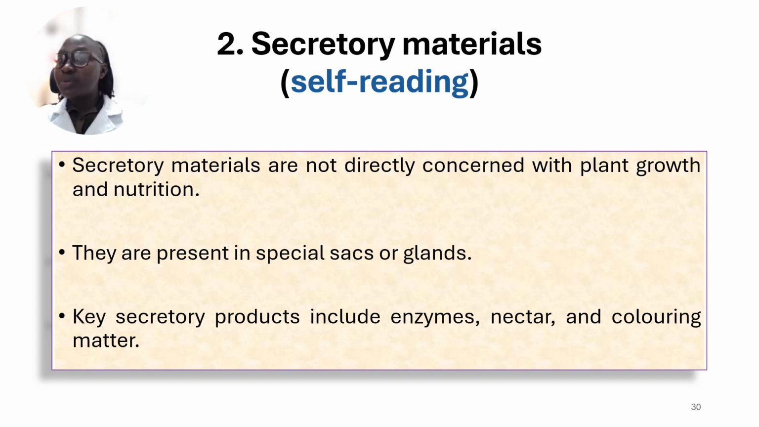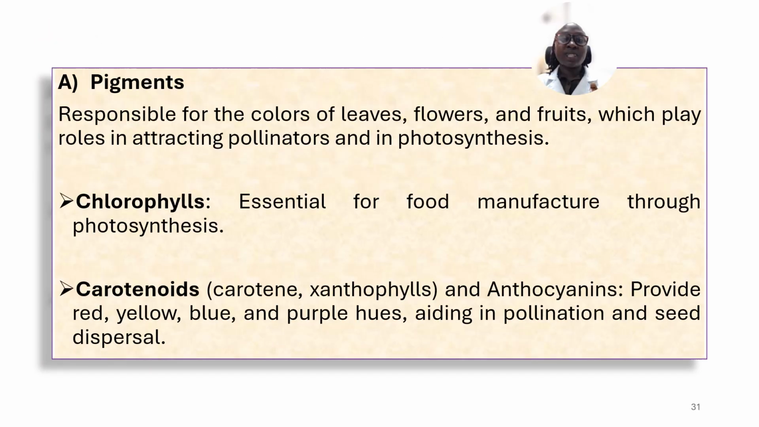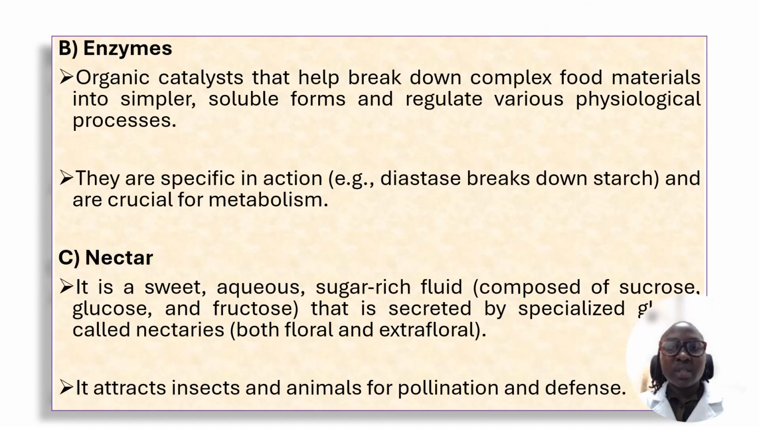Now we move to secretory materials. Most of this part is meant for self-reading, but I will be specific to some parts. They include enzymes, nectar, and coloring matter, which is chlorophyll. We won't dig much into this. So the pigments are responsible for colors in leaves, flowers, fruits, and whatever. So you guys can go through these. They are just simple to understand.